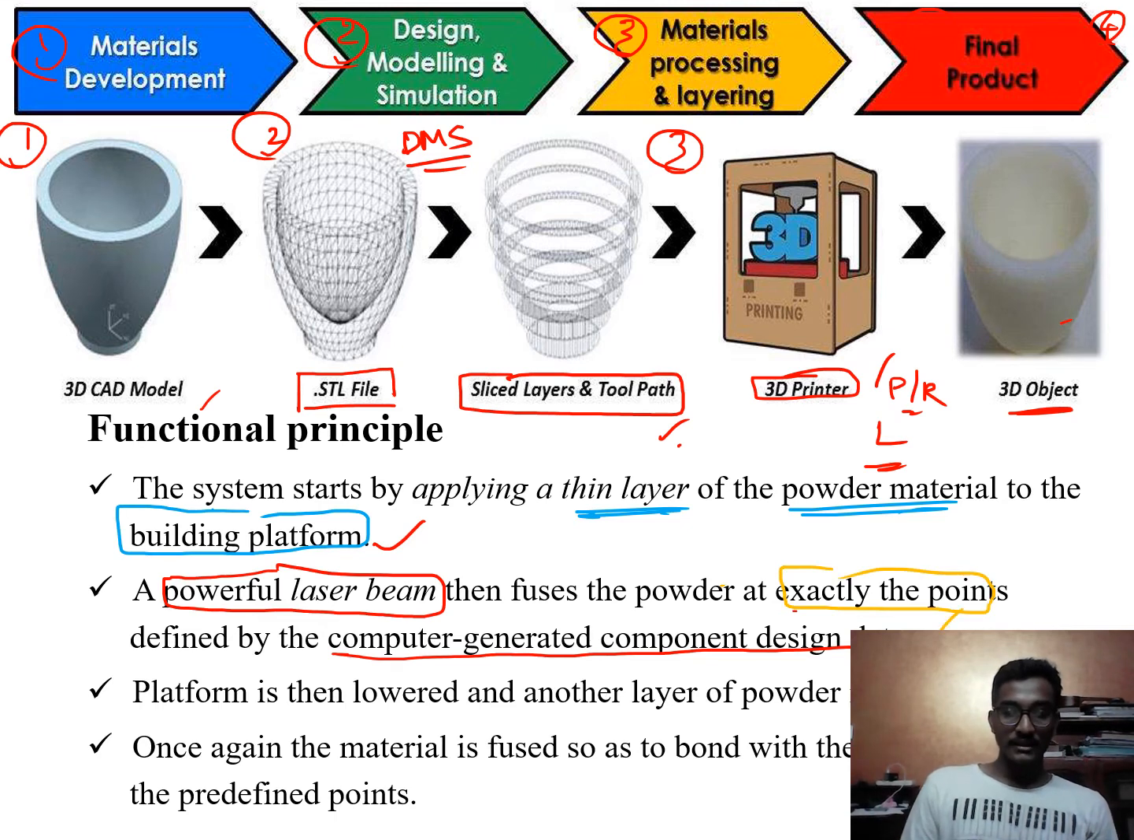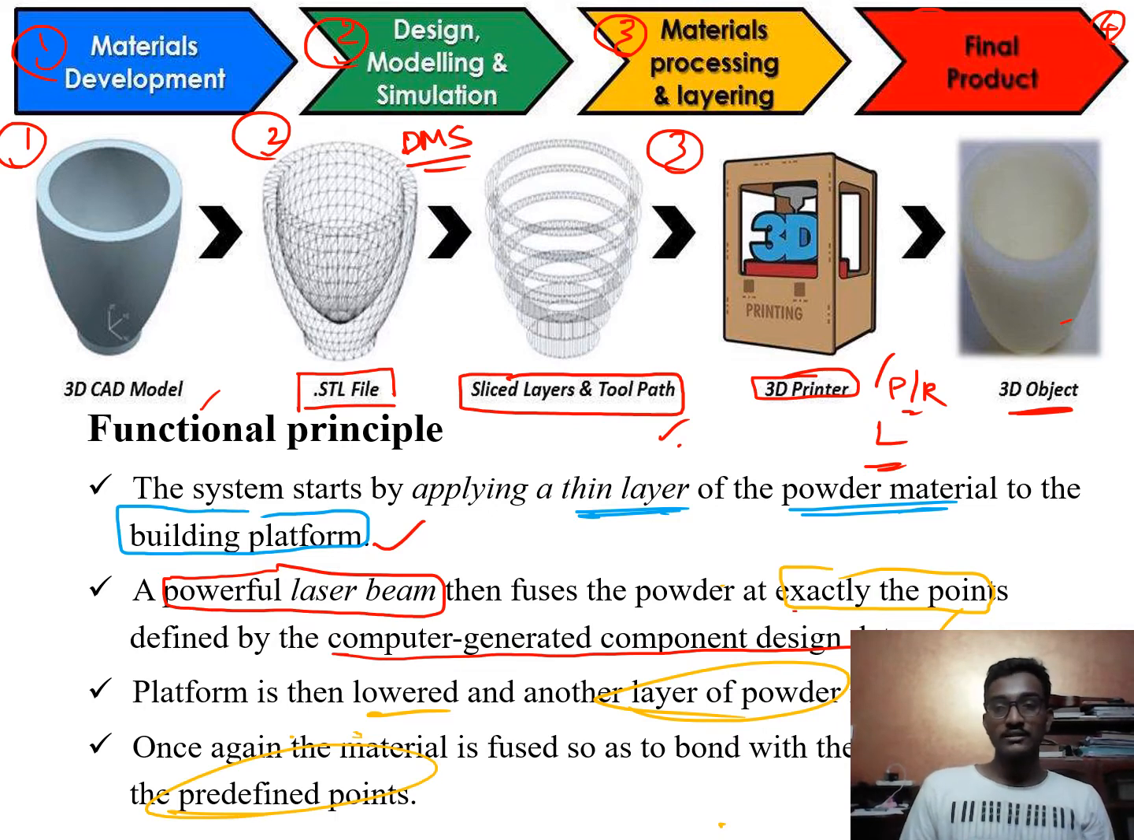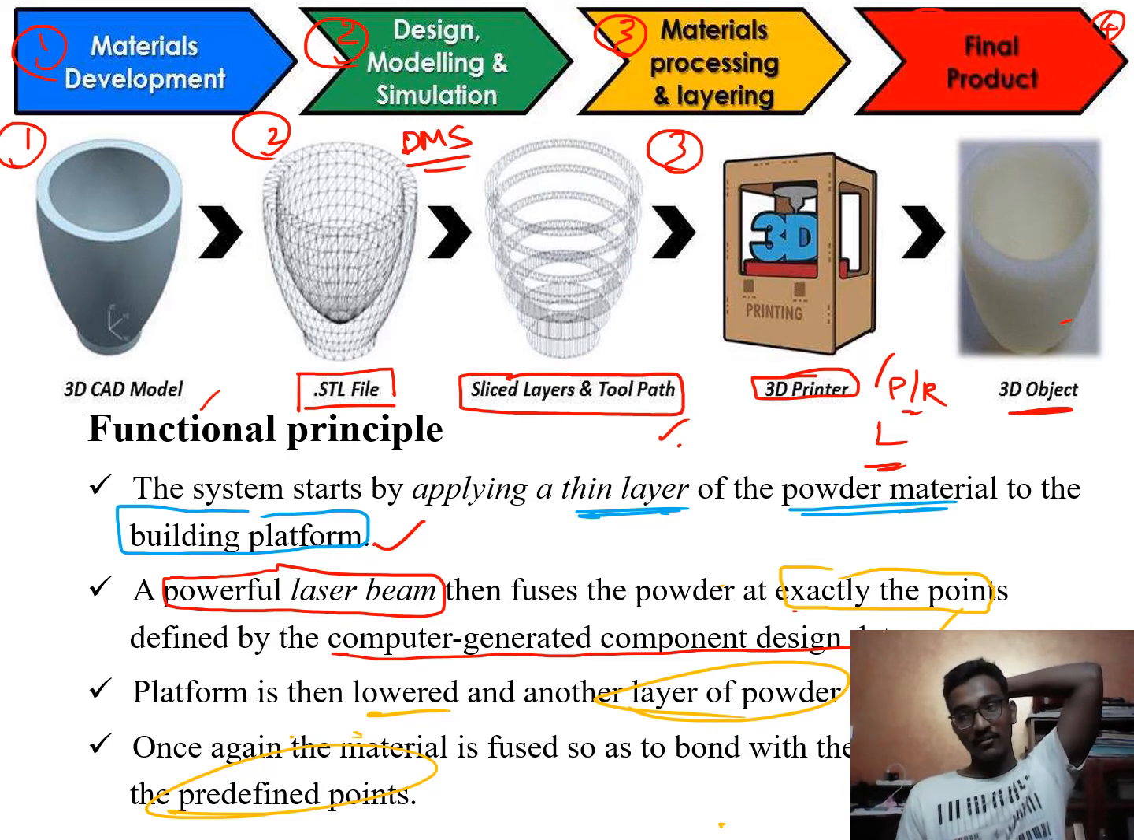And third, the platform is lowered and then another layer of powder is applied. Finally, once again the material is fused so as to bond with the layer below at the predefined points. We'll see these one by one, but the four things are common: material development, design and modeling and simulating, DMS, metal processing and layering, and the final product.